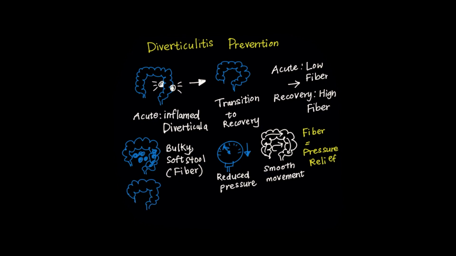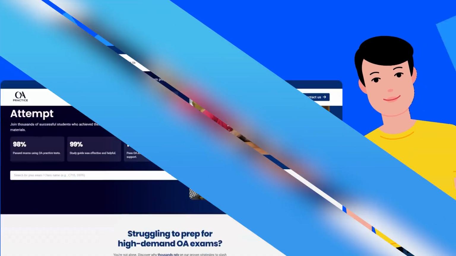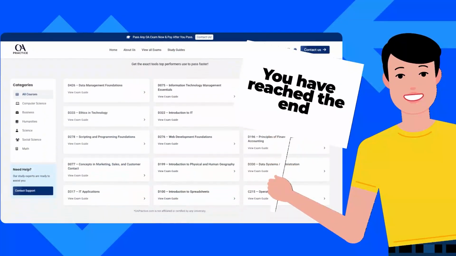Without adequate fiber, hard stools require forceful contractions to move, creating high pressure zones that blow out weak spots in the colon wall. 25 to 35 grams of fiber daily keeps stool soft, reduces colonic pressure, and prevents future diverticular inflammation. You have reached the end of our first question set.